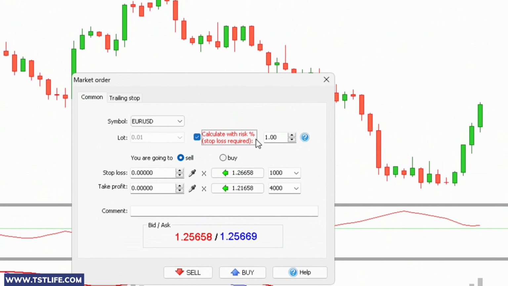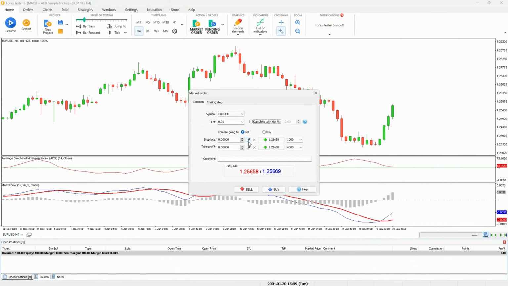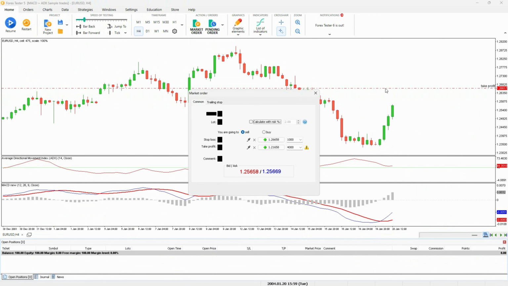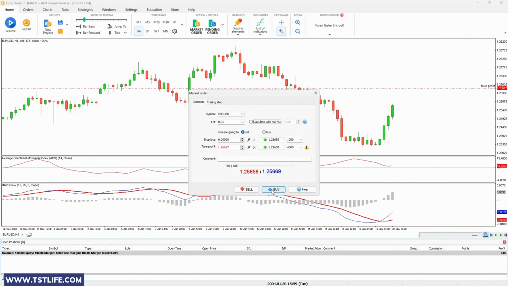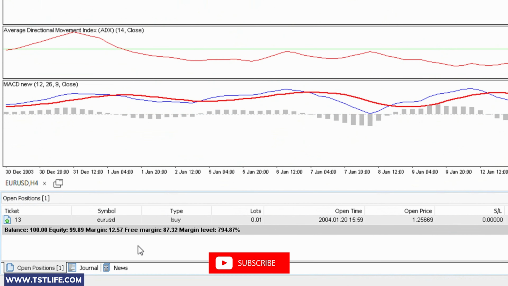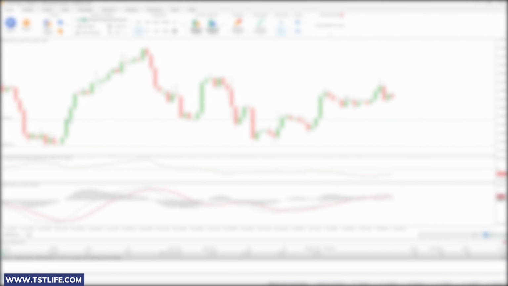We can establish a fixed risk percentage. For example, if we select 2% for each trade, it means that we'll be risking $2 on every trade. Using the eyedropper tool, we can easily position the take profit and stop loss levels. Once you've confirmed your trade details, simply click Buy or Sell to execute the trade instantly. You'll then see your account balance adjust in response to market movements. Alright, let's begin backtesting this strategy.